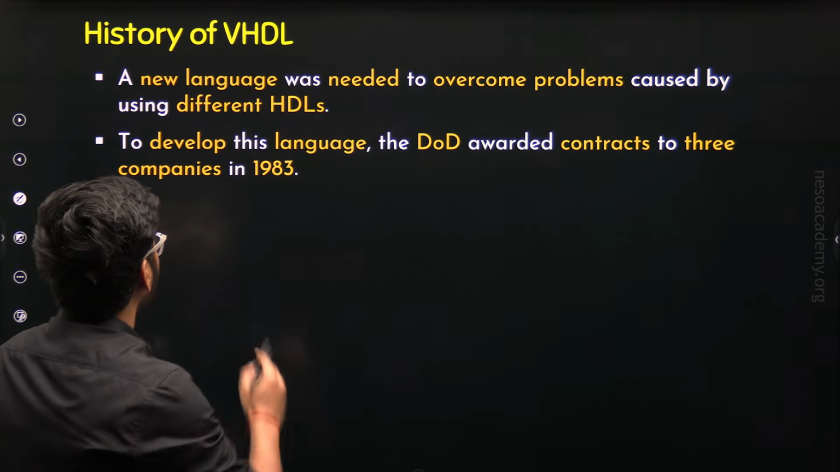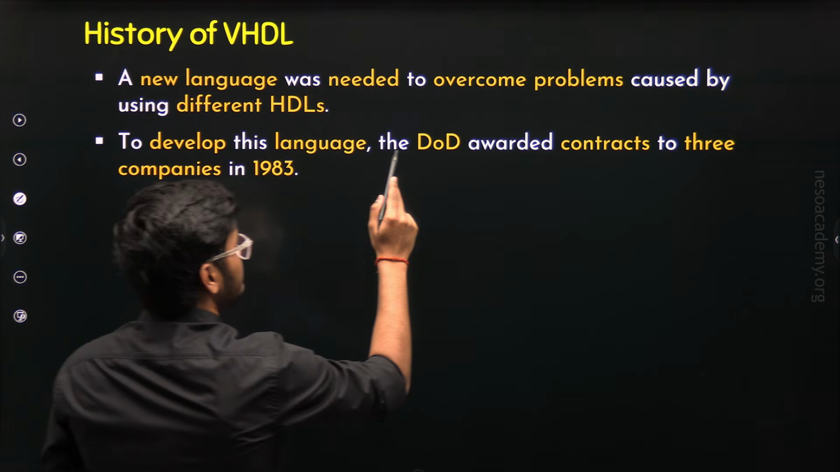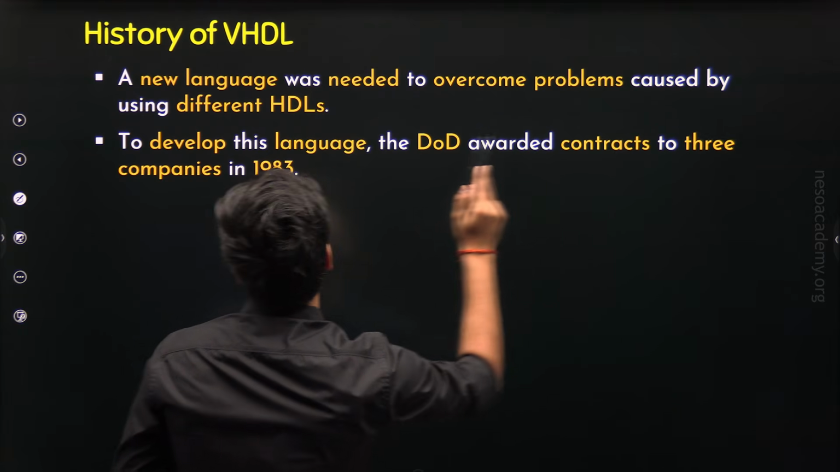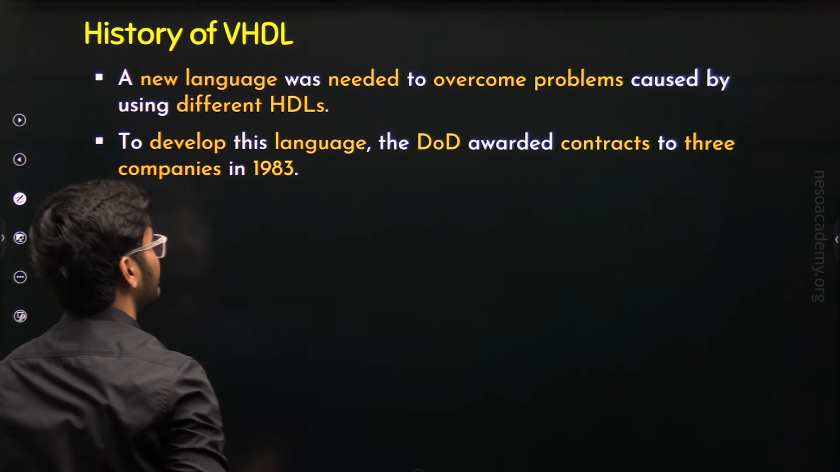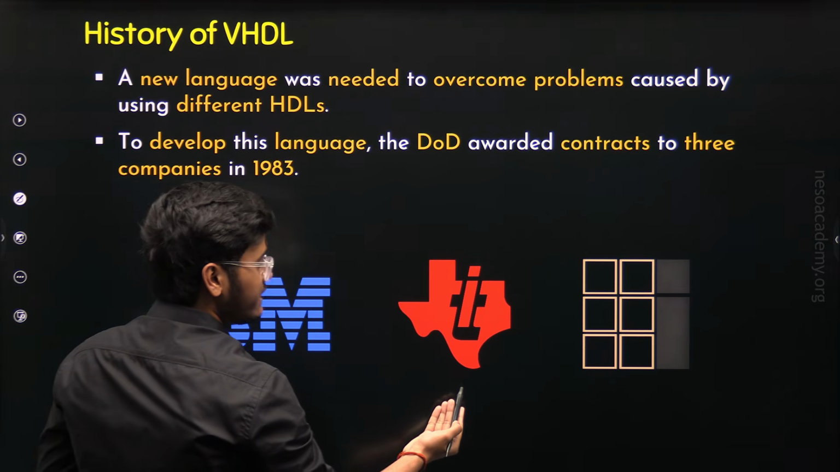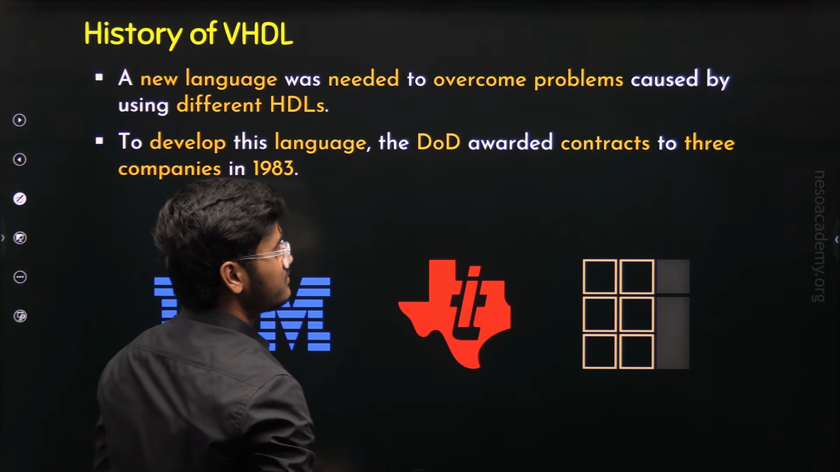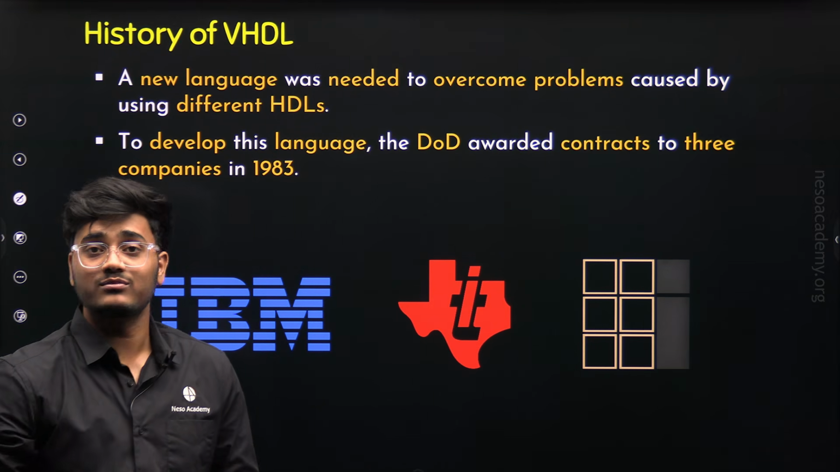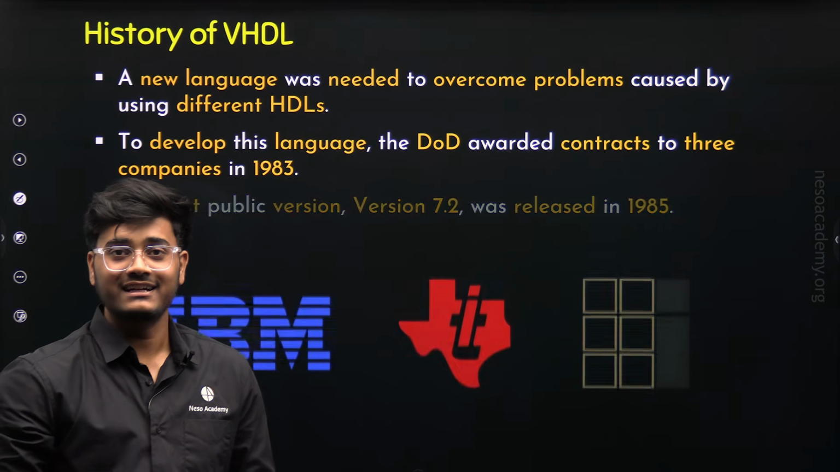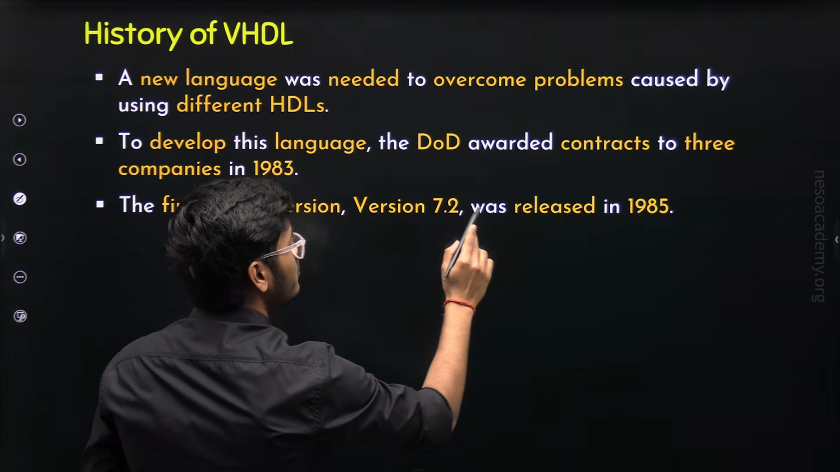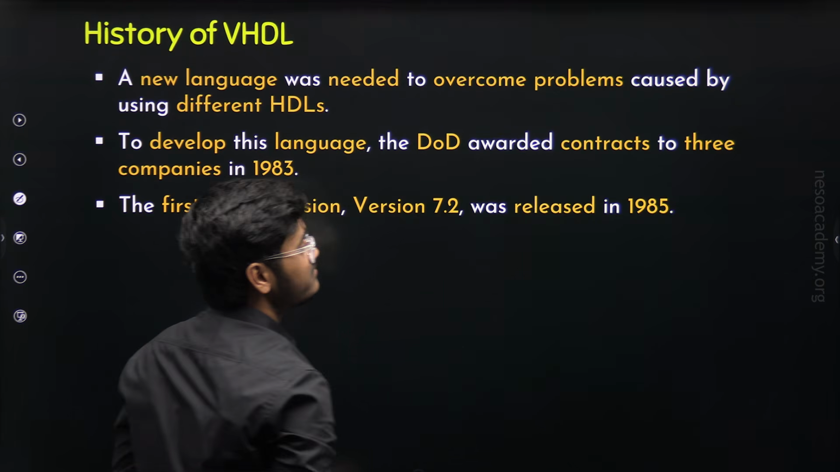So, to develop this language, the Department of Defense (DoD) awarded contracts to 3 companies in 1983. Those companies were IBM, Texas Instruments, and Intermetrics. These companies worked together to design and develop the VHDL language. The first publicly available version, version 7.2, was released in 1985.